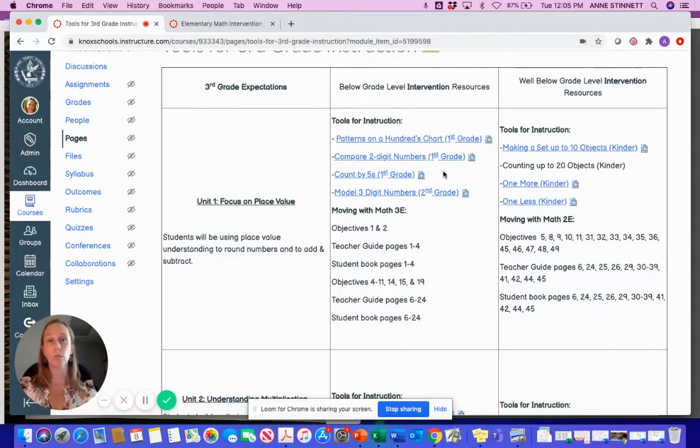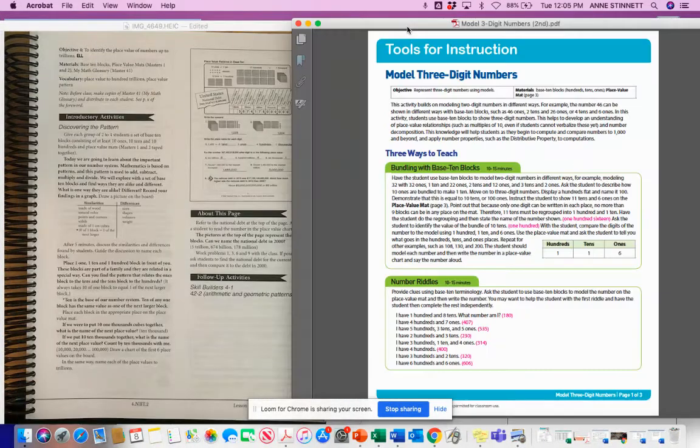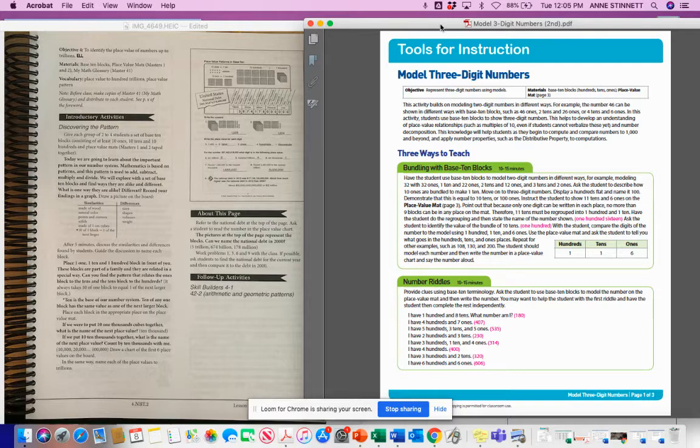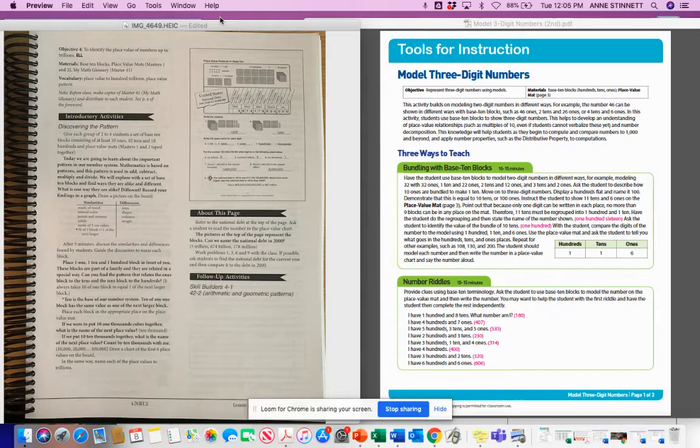So the two resources referenced on these pages in these tables come from Ready Math, which is our primary district curriculum, and Moving with Math, which is our primary district intervention program. So I'm going to show you what those two things look like, because they are both instructional resources. So on the screen, you have an example of Tools for Instruction from Ready Math and an example of the Teacher's Edition from Moving with Math.